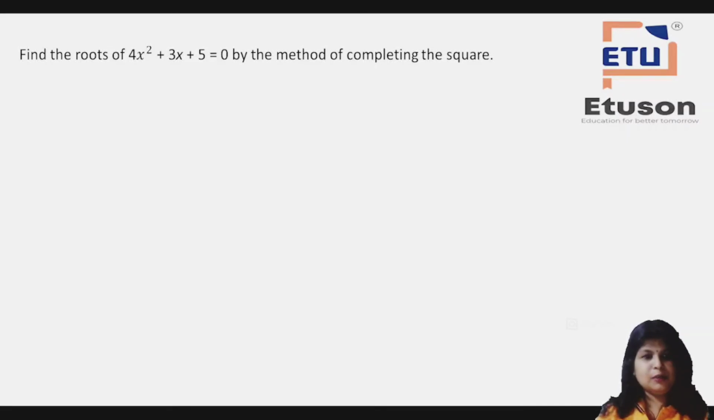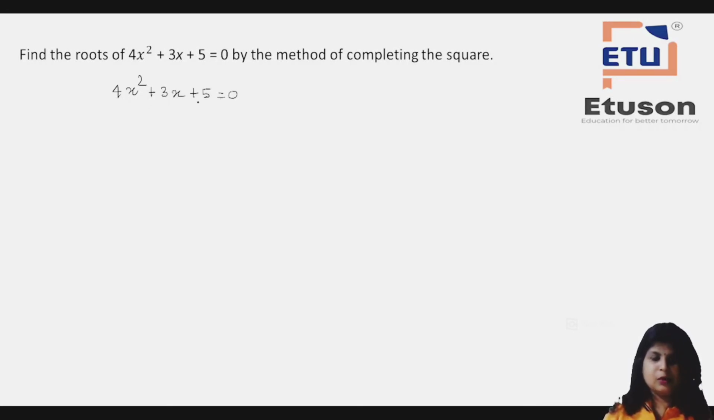Find the roots of 4x square plus 3x plus 5 is equal to 0 by the method of completing the square. So just check the coefficient of x square here. It is 4, which is a perfect square. So we need not multiply or divide anything. So directly let us write down the quadratic equation as it is. So 4x square plus 3x plus 5 equal to 0.